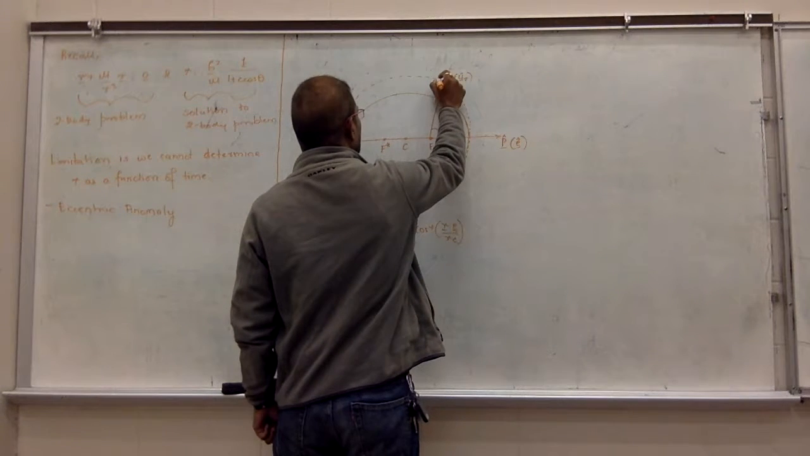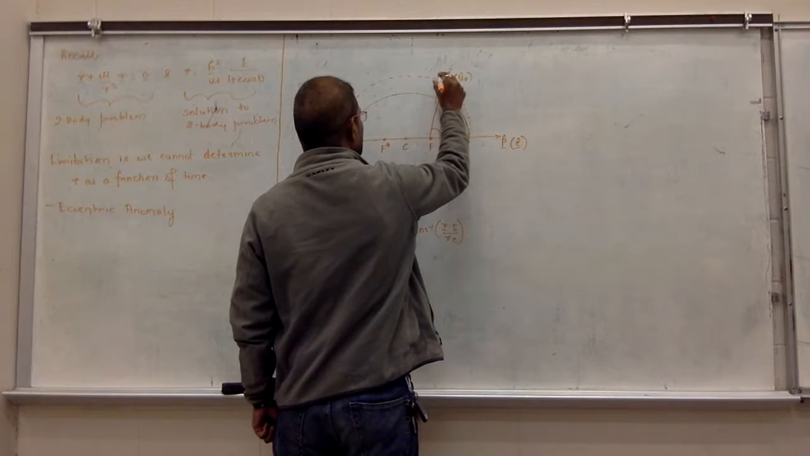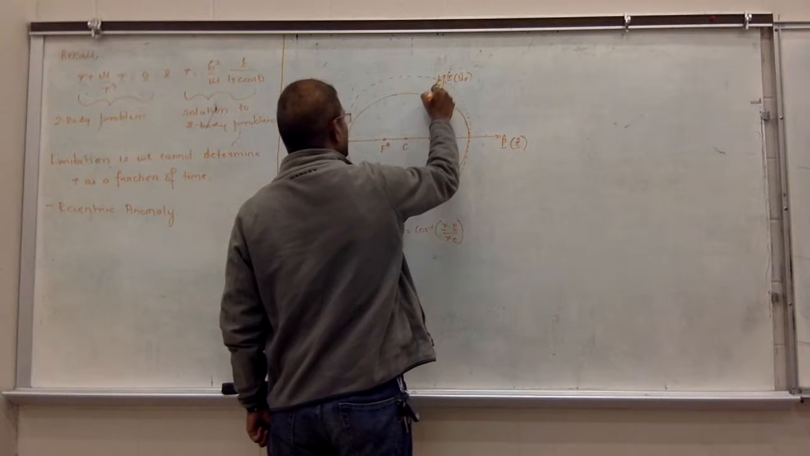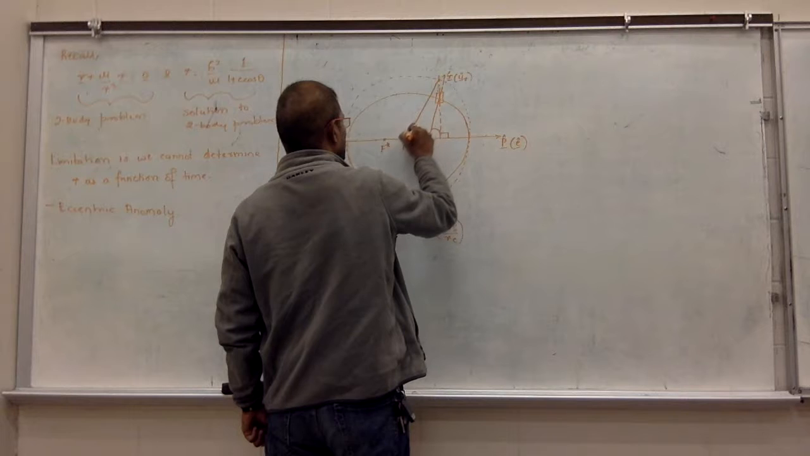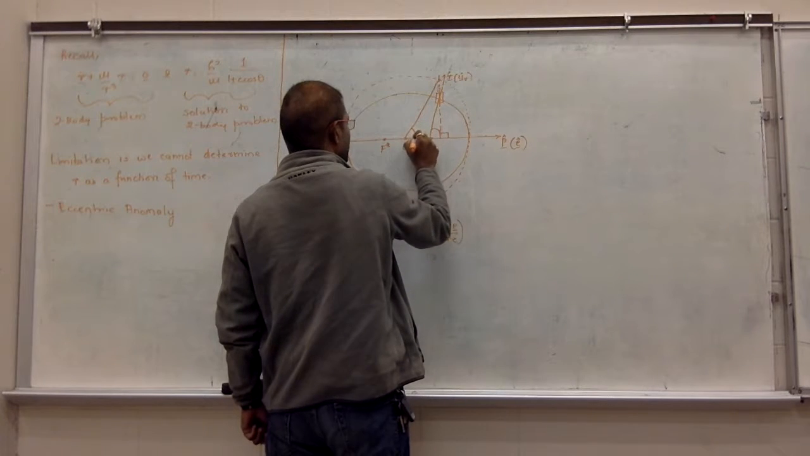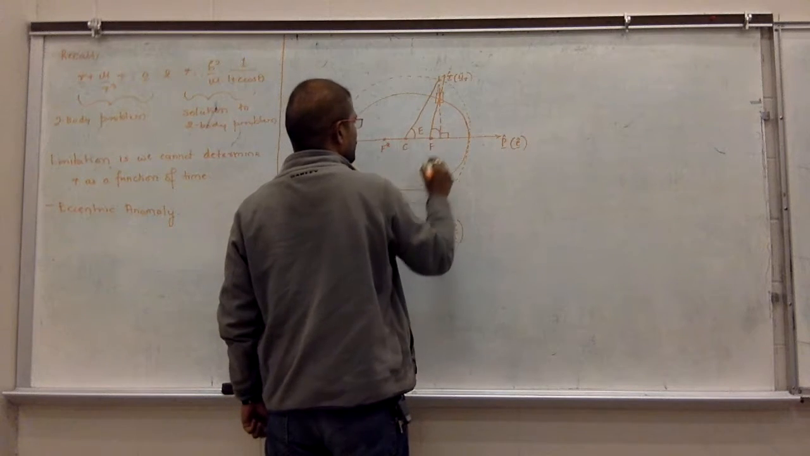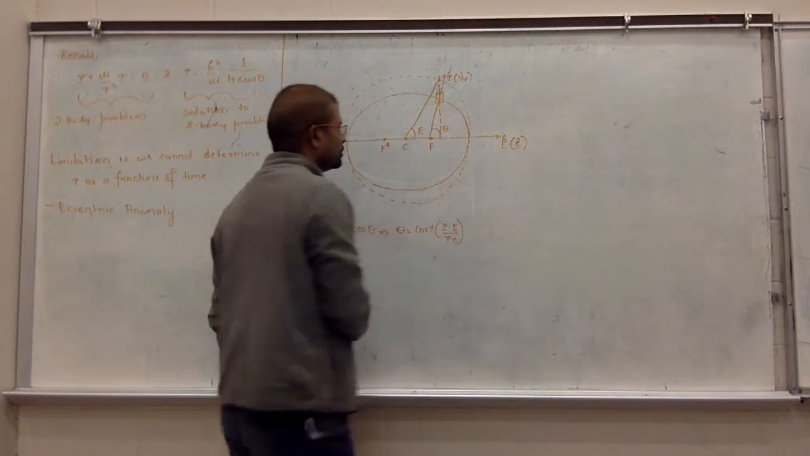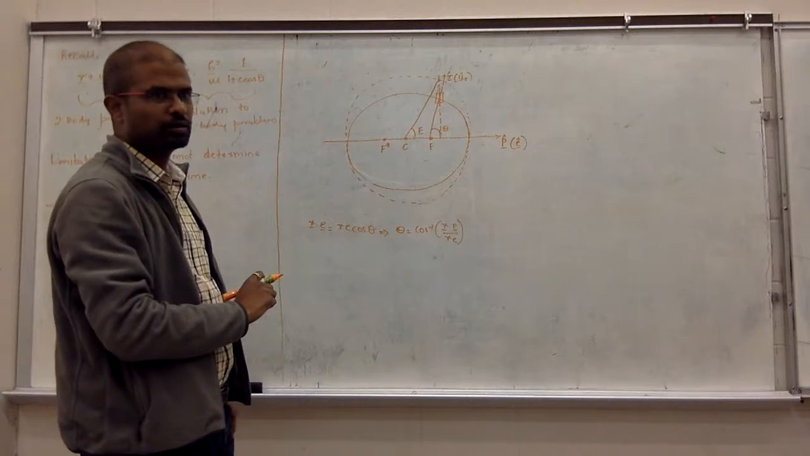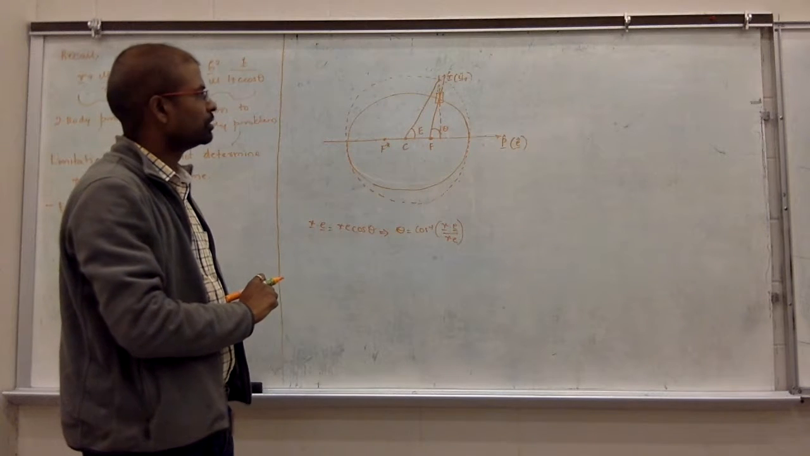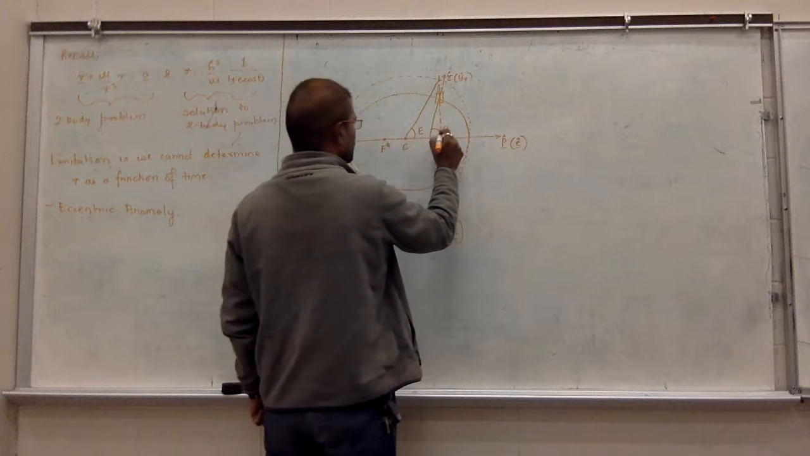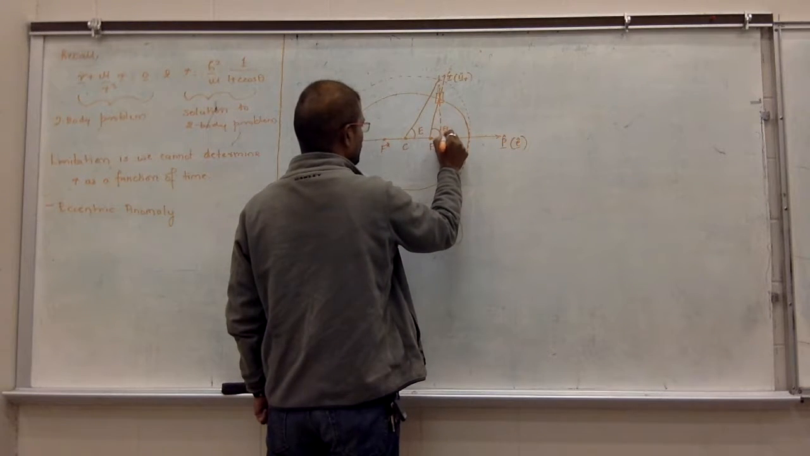And wherever that point meets the circumscribed circle, you join that point to the center. And this is the eccentric anomaly.